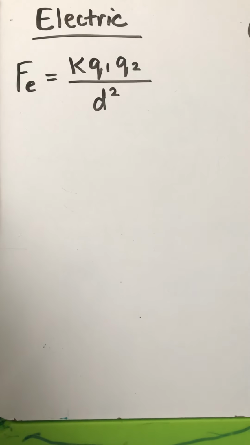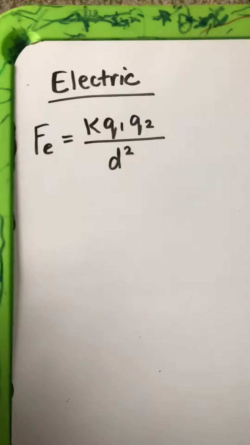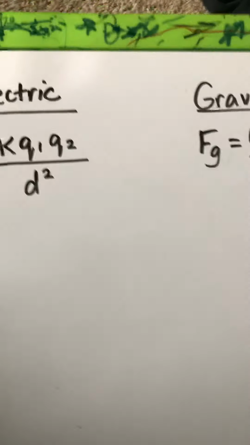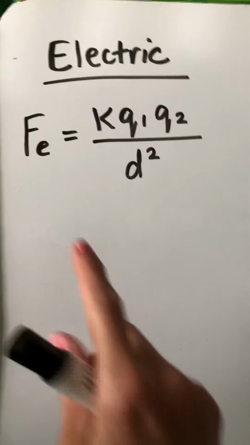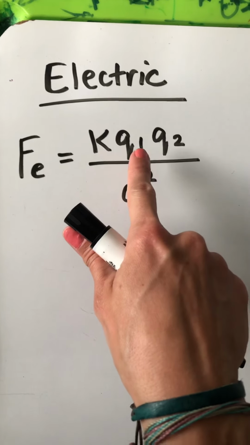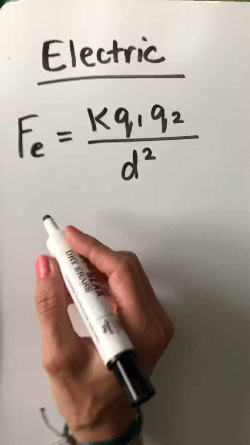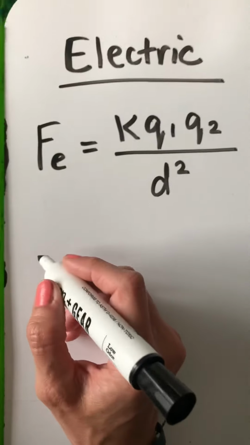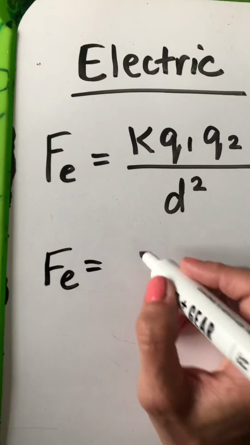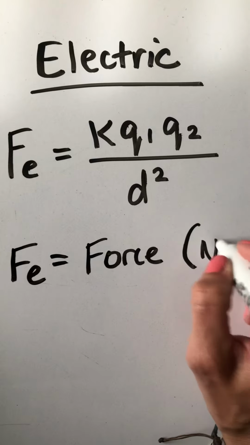Hey guys, so now that you've watched the video on force fields, I want to go over the formulas between electric and gravitational. So electric force, we label that as Fe. We have K, Q1, Q2 divided by D squared. So I'm going to go ahead and label what these mean, and then I'll go over the gravitational one as well. Fe stands for the electric force, and we measure that in newtons.